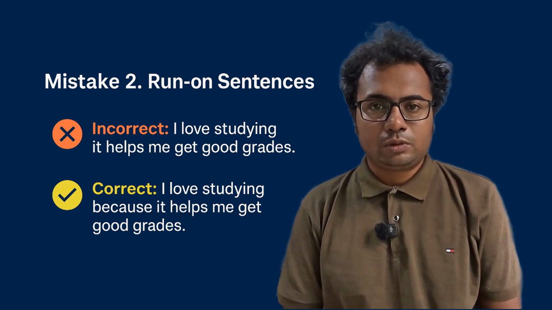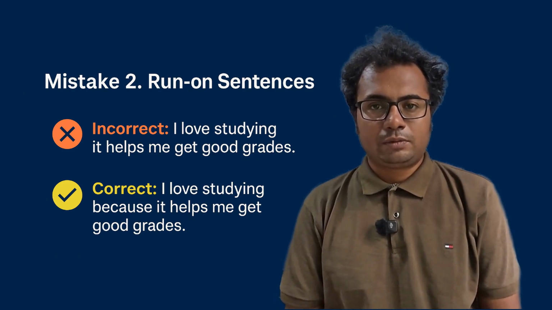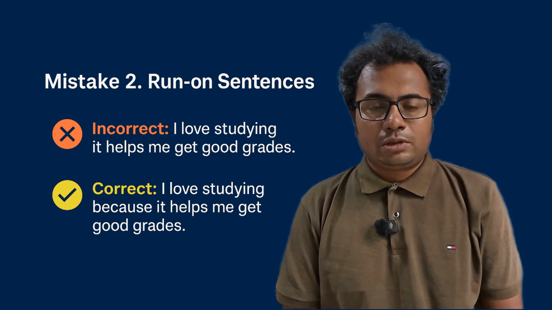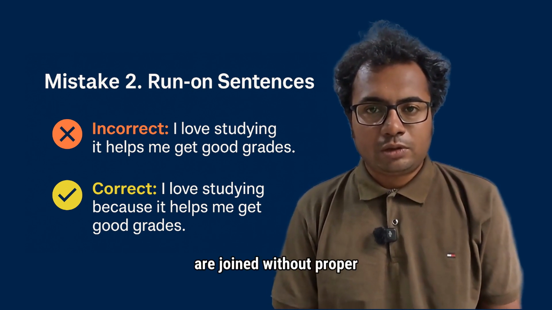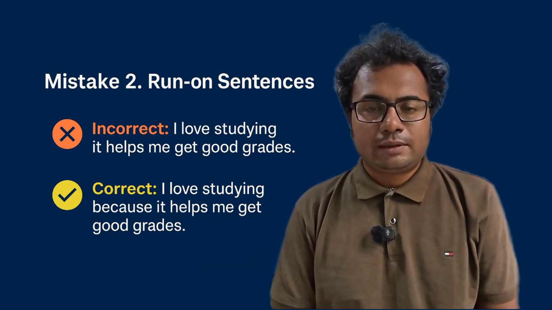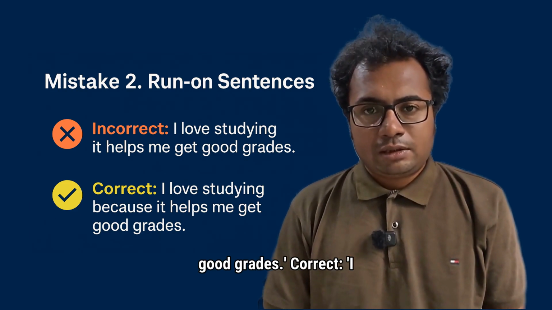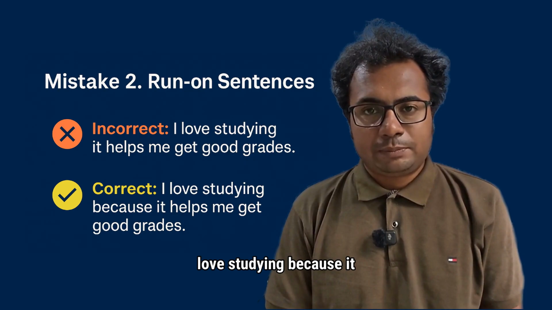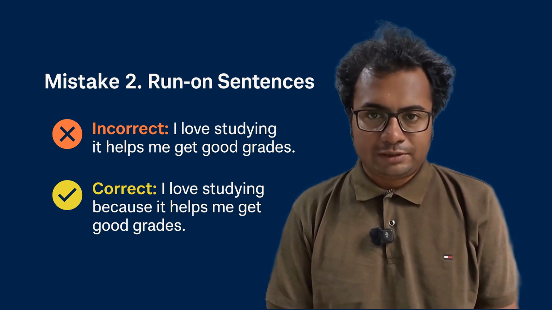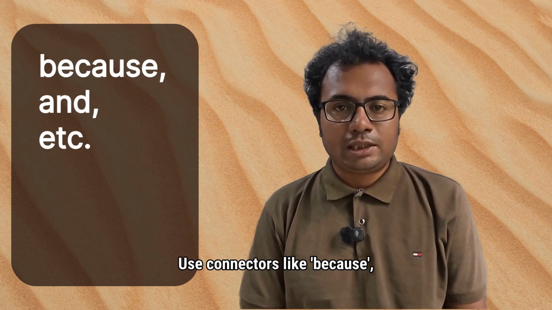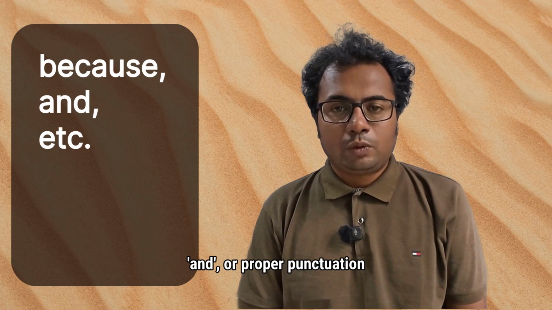Mistake number 2, run-on sentences. Run-on sentences happen when 2 or more ideas are joined without proper punctuation. Incorrect: I love studying. It helps me get good grades. Correct: I love studying because it helps me get good grades. Use connectors like because, and, or proper punctuation to fix this.